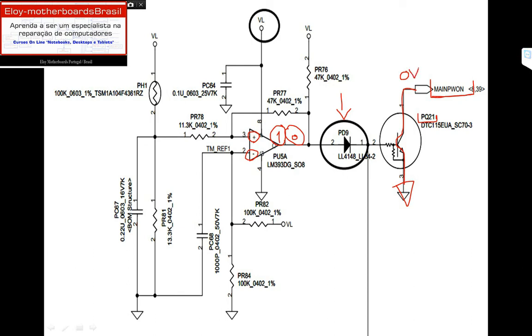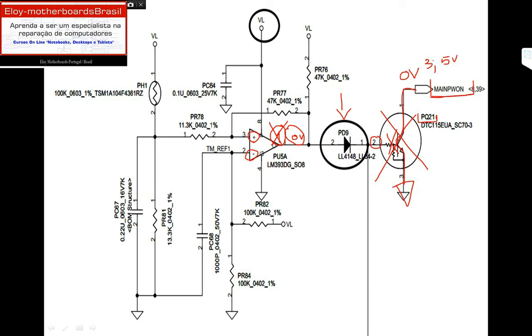So in this case of PU5A, we don't want this with voltage. We want here 0 volts. Why? Because this 0 volts will come to the base of PQ21, and PQ21 will not activate. If PQ21 is not activated, the main power on will not be connected to GND, and here we will have all 3 or 5 volts, depends on the motherboard.